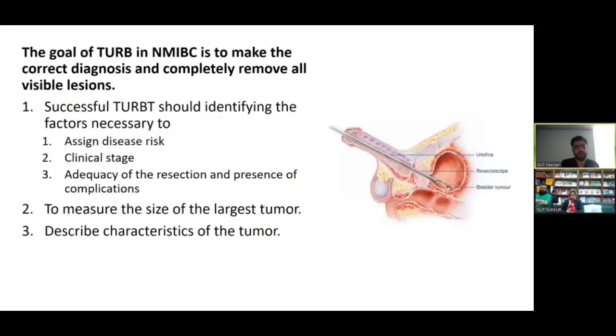The goal of TURBT in non-muscle invasive disease is to make a correct diagnosis and completely remove all the visible lesions. A successful TURBT should be able to identify or assign the disease risk, clinical stage of the disease, adequacy of the resection, and presence of any complications. We should be able to measure the size of the tumor and describe the characteristics of this tumor. We will study and focus on TURBT in greater detail in the upcoming modules.